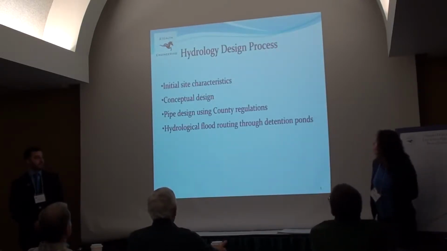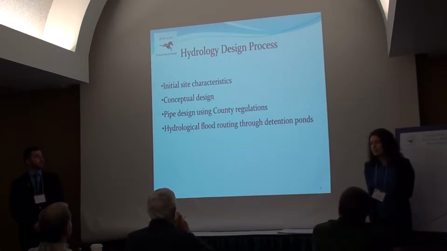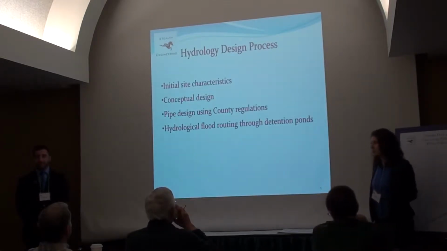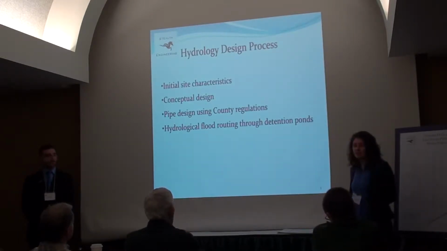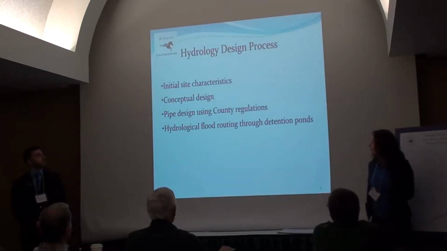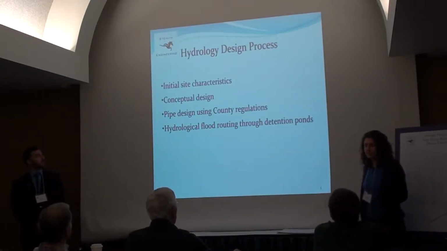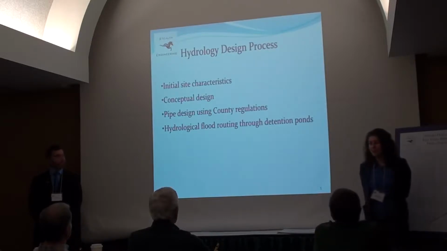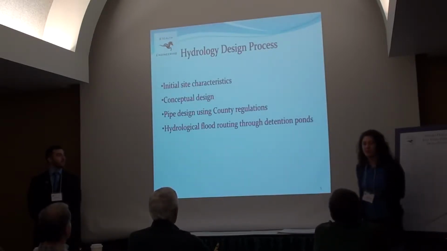The first step of the hydrology design process was to obtain the initial site characteristics, which include things like soil, topography, and rainfall data. We next came up with a conceptual design for our drainage network. We designed the pipes based off the county regulations, and we flowed the water through detention ponds.